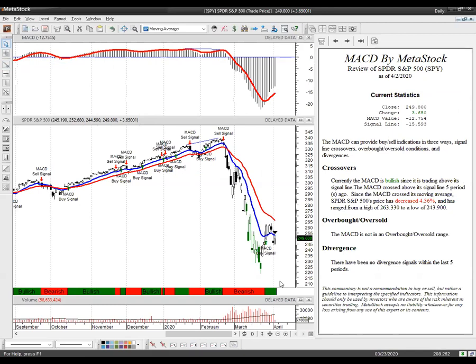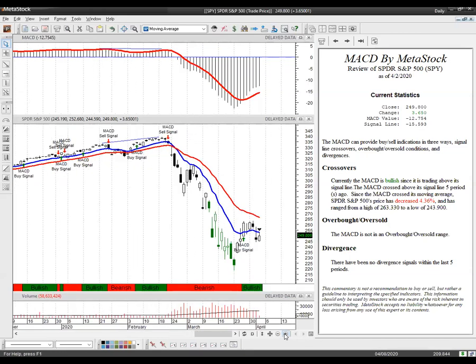Okay? If we're following that, we would have bought right back here when it crossed above a signal line, and it's telling us that the price is actually down a little bit lower from where we bought it, and kind of giving us an idea of what's going on, okay?